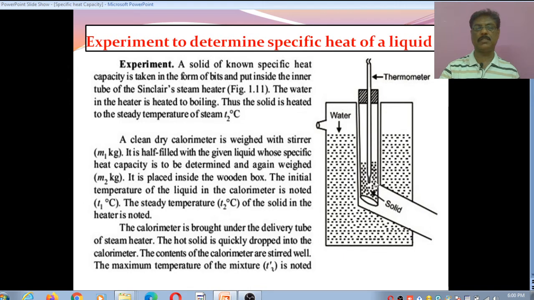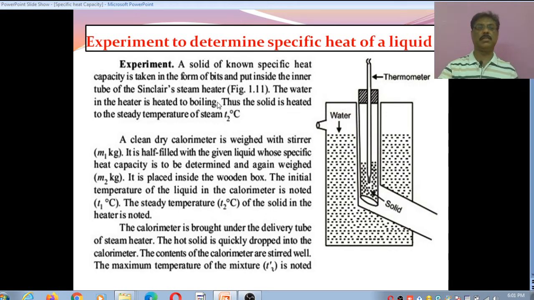So here is the steam heater. Now look, it is surrounded by another tube, the outer tube, which is surrounded by water. So inner tube and outer tube. The outer tube is surrounded by water. This is the experimental setup of the specific heat determination method.